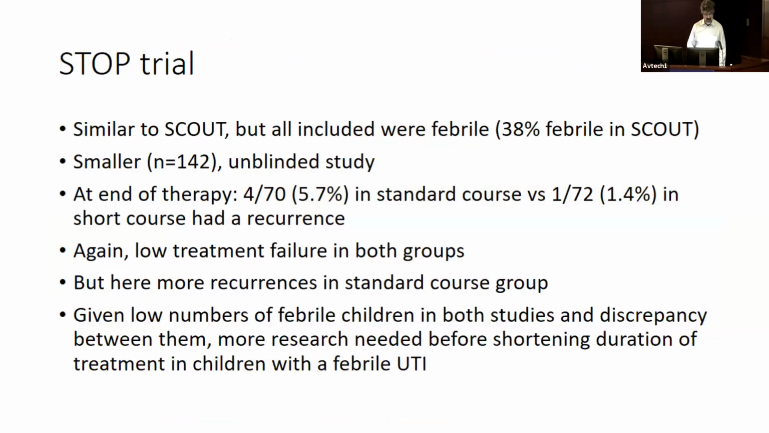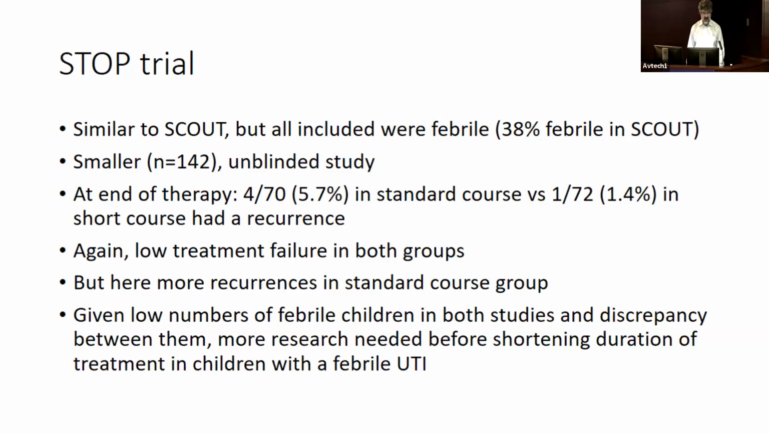I'm going to talk a little bit about the second trial, which was published a few days ago. This study was done in Italy, was similar to the SCOUT study, but all included children were febrile, whereas in the SCOUT study, 38% were febrile, which means 250 patients in SCOUT were febrile. This study had 142 patients, and it was unblinded. At the end of therapy, 4 out of the 70 children, which was 5.7% in the standard course, and 1 in 72 children, 1.4% in short course, had a recurrence.